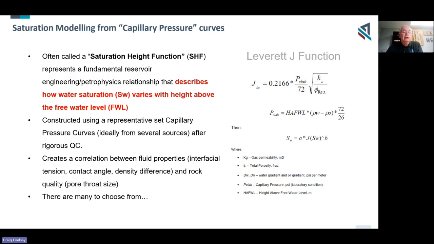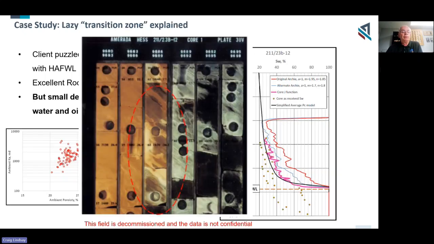There are many saturation height functions to choose from. We've got an example here, a case study, if you like. A client came to us and said, this is really strange. We've got a reservoir, and in fact, this reservoir is decommissioned now, so I'm able to share the data.